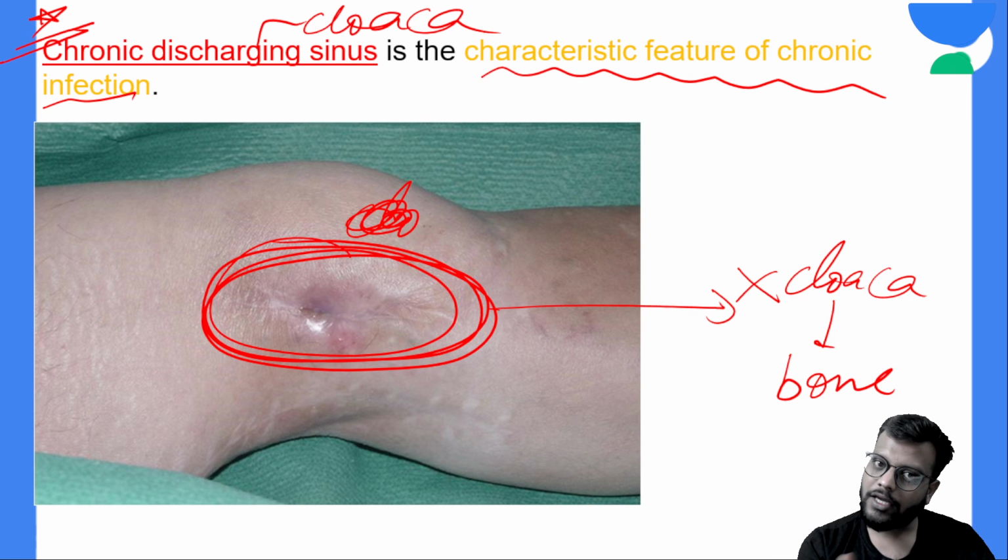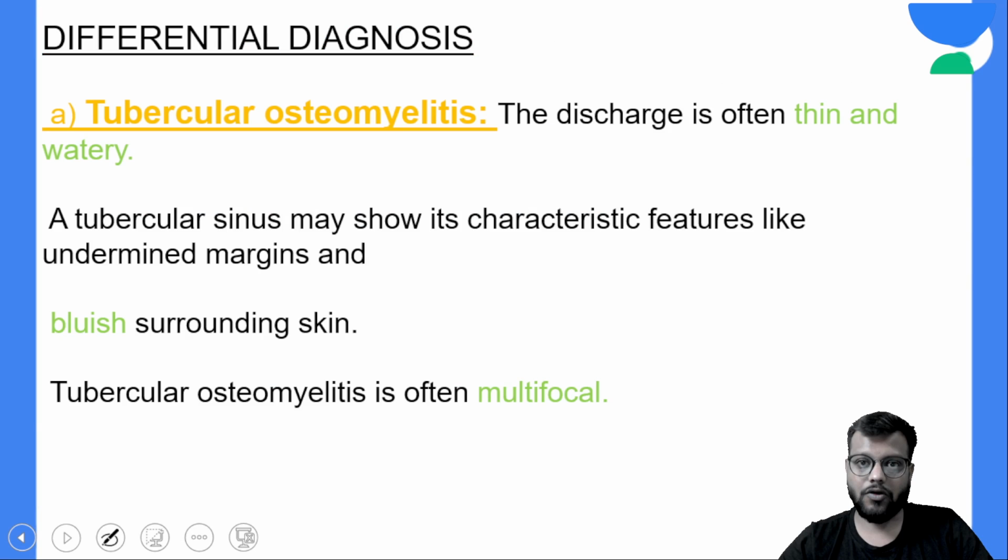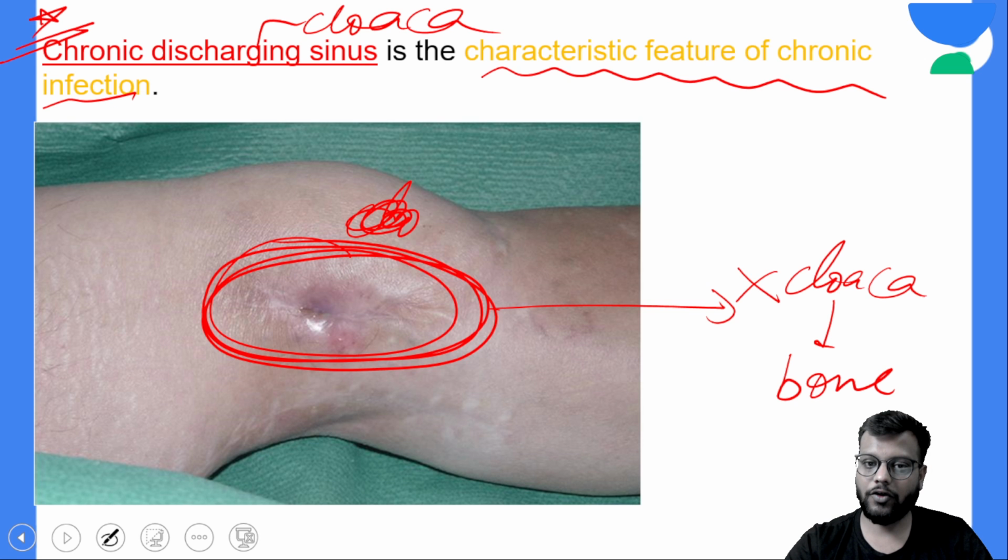It will not come as a question in the exam, but in your practical examination or in your viva, your examiner can confuse you with this terminology. So remember this. Now in the differential diagnosis, we have seen chronic bacterial osteomyelitis, and the most common cause for this is again Staph aureus only.